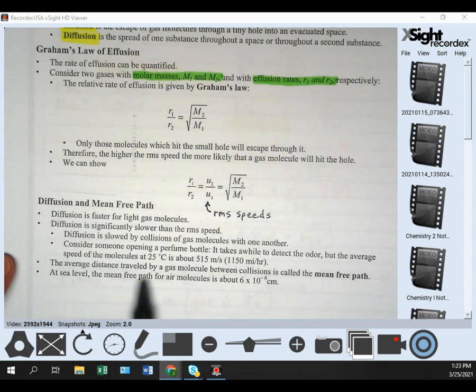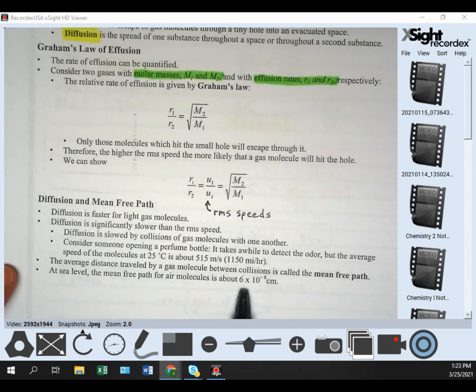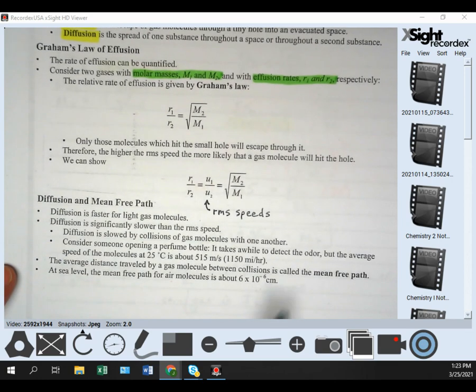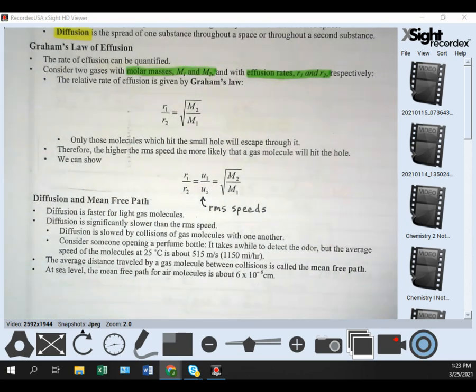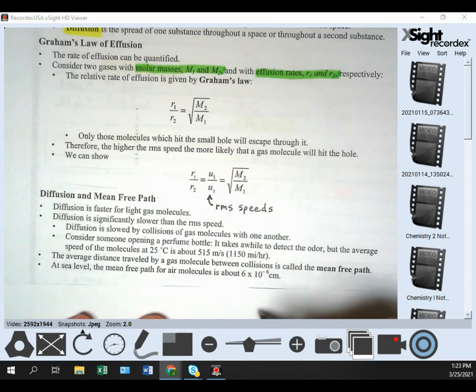At sea level, the mean free path for air molecules is about 6 times 10 to the negative 6 centimeters. So that's kind of interesting, because centimeters is a measurement that we can be somewhat familiar with.